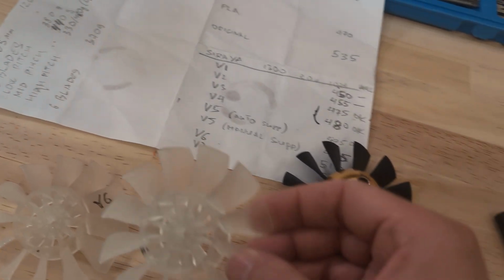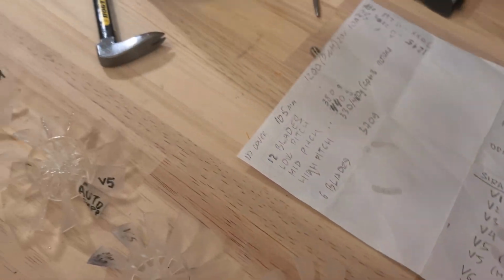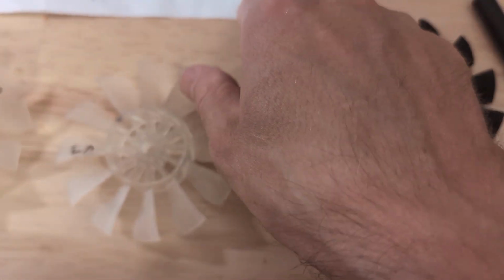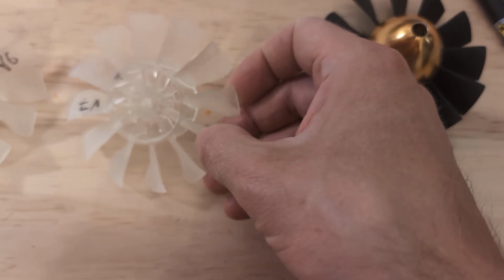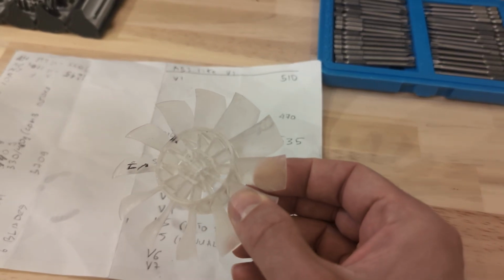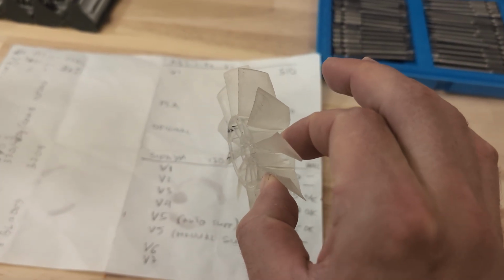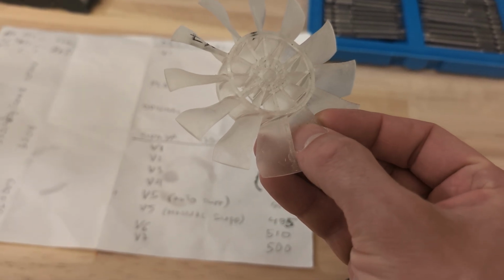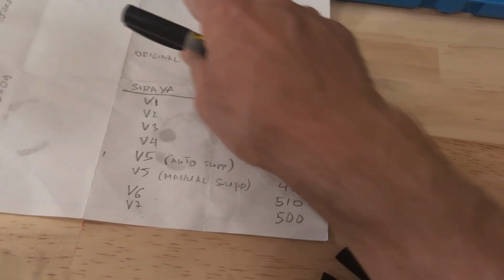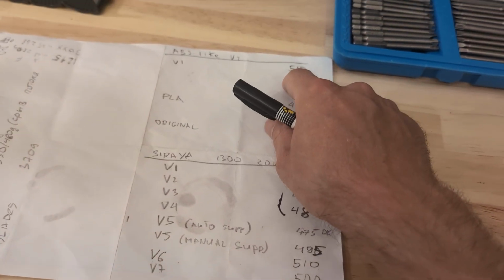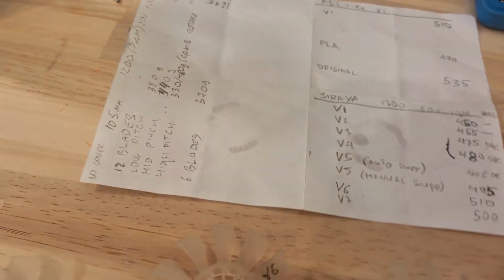Also, I made V7, and V7 was 500 grams, and V7 was very strong as well. It's thicker at the base, in the root area. Interesting, why did I write 510 grams? Oh yeah, it was 510 grams for V1. Actually, not too bad at all for this one too.